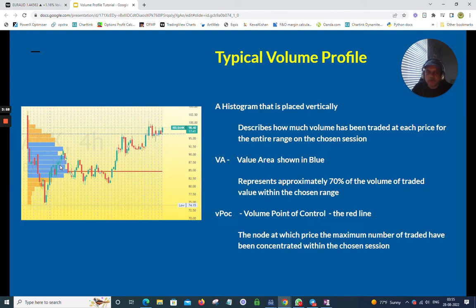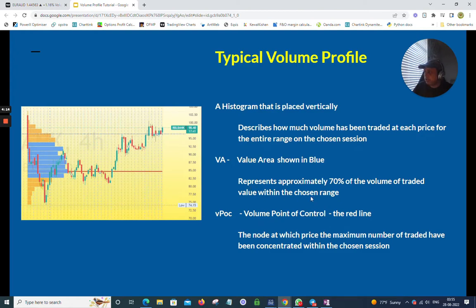Now this volume profile can be plotted for a month, for a year, for a day, even for an intraday, even for a 10-minute period. So it can be plotted in any chart, and it will give you the same information.